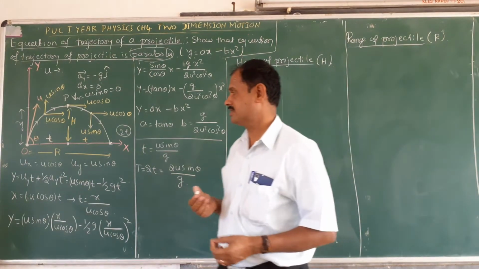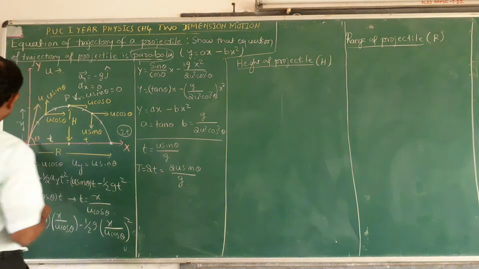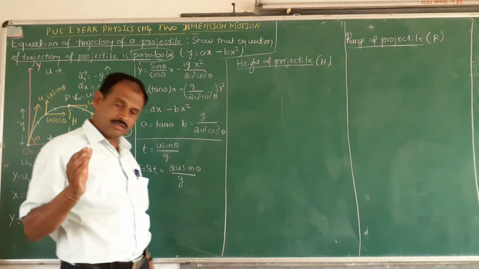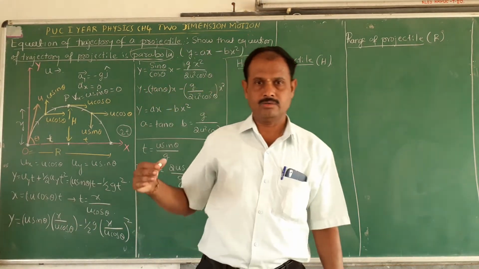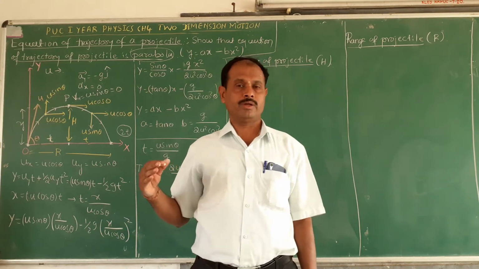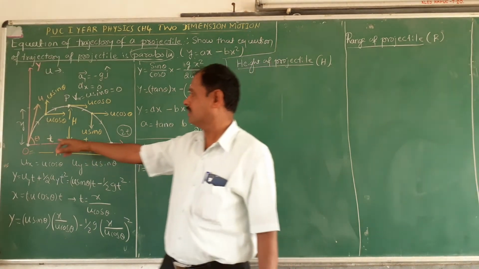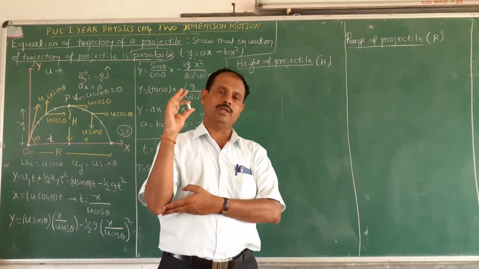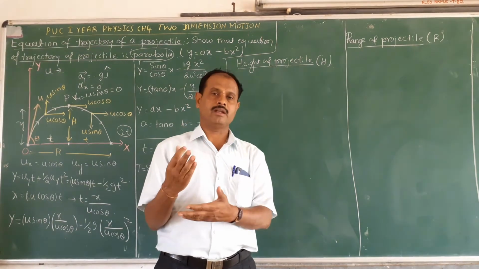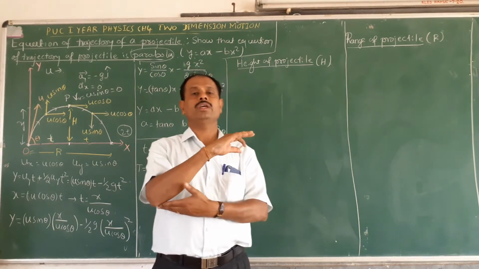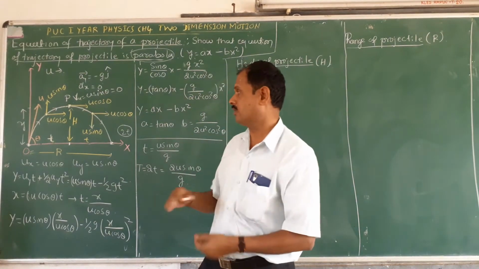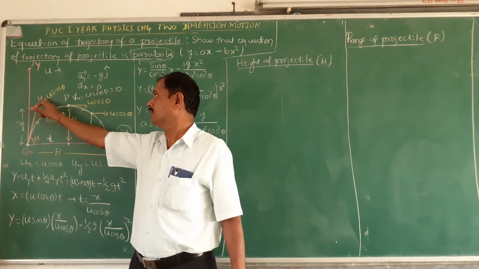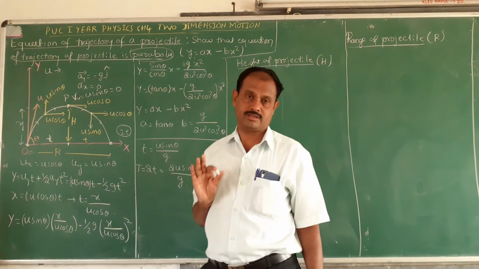Now a few definitions. Here u is the velocity of projection. Whatever velocity is given to a body projected in space at a certain angle to the horizontal is called the velocity of projection. The angle at which you project the body to the horizontal is called the angle of projection, theta. u, velocity of projection.